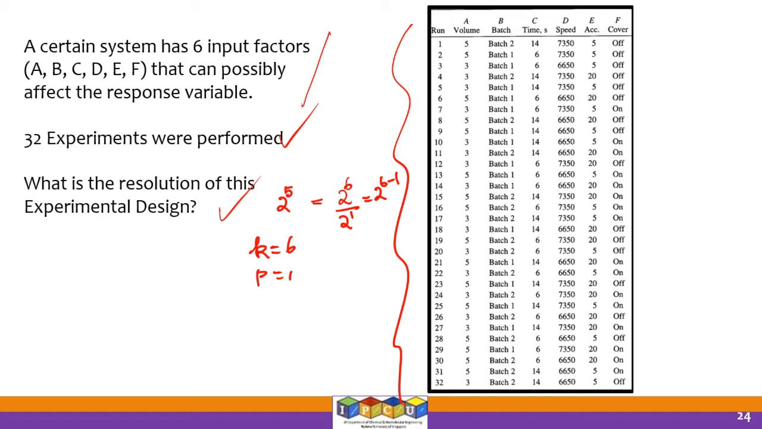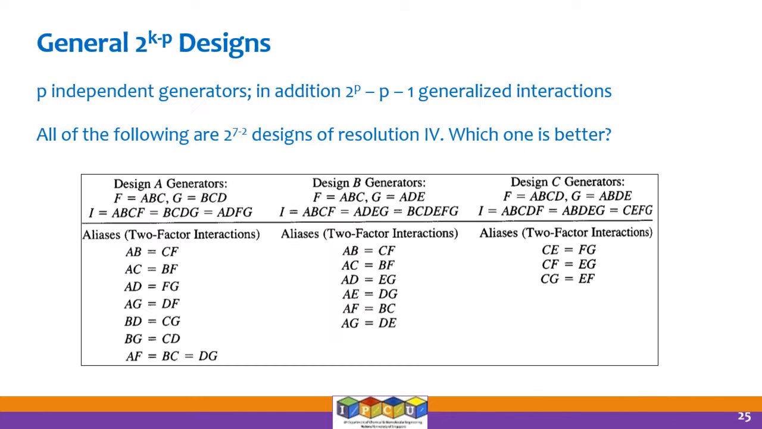So look at this design and see how the F column was generated. Just make sure that columns A, B, C, D, and E correspond to the standard 2 to the power of 5 full design. And then see, for example, how this factor F was generated. That will tell you what the design generator is and therefore what the resolution of that design is.